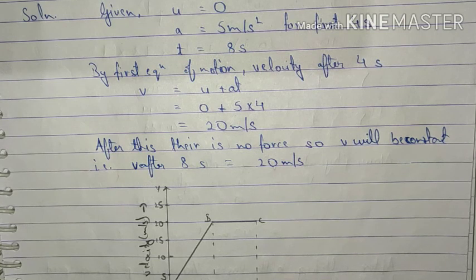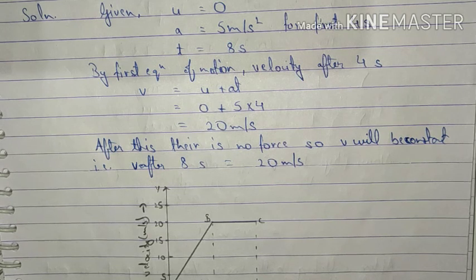So what did we find out over here? That the velocity of the object after 4 seconds was 20 meters per second, and the same velocity continued till 8 seconds.